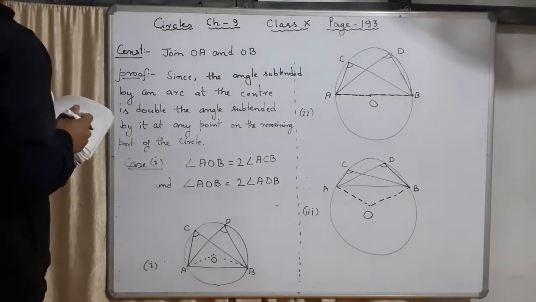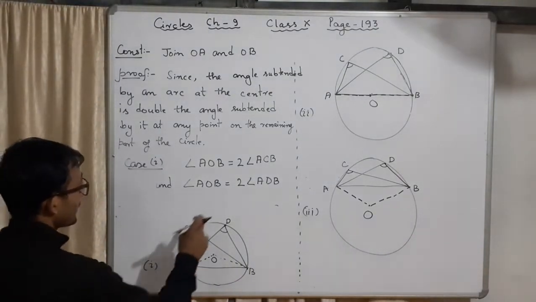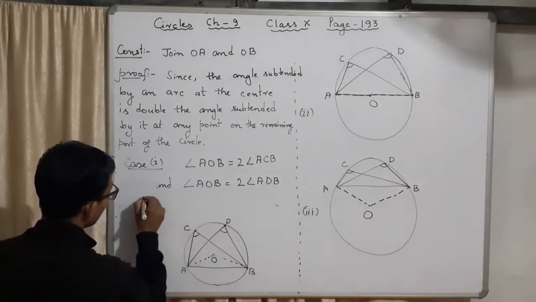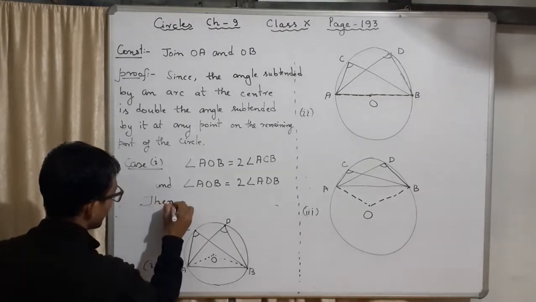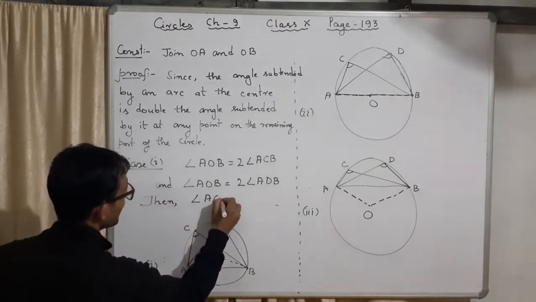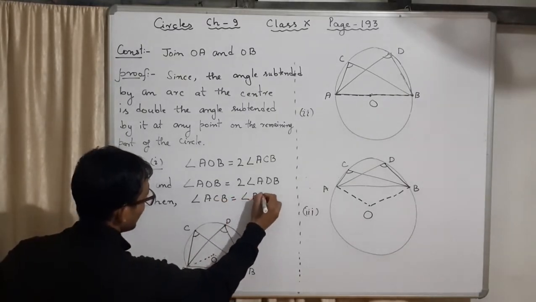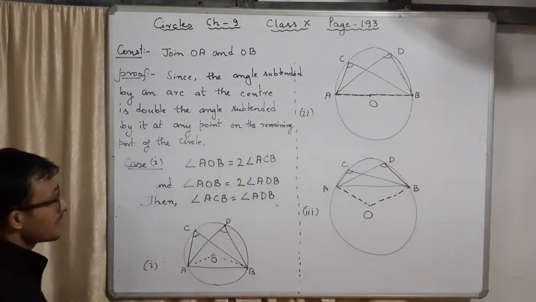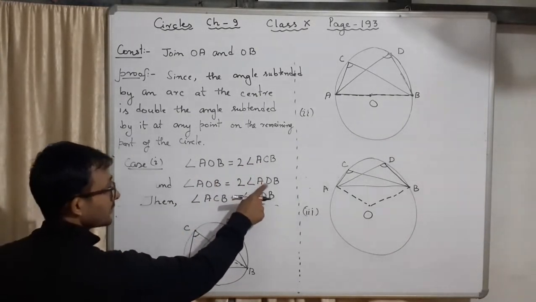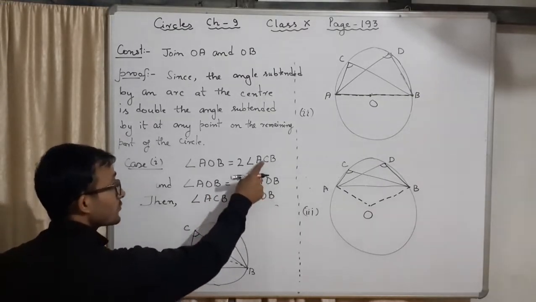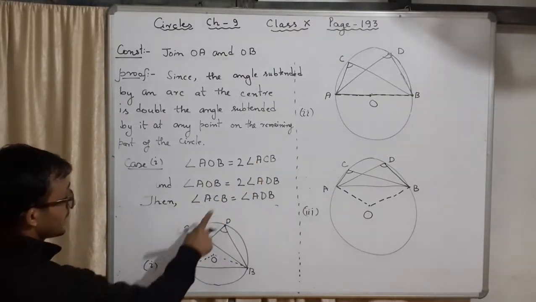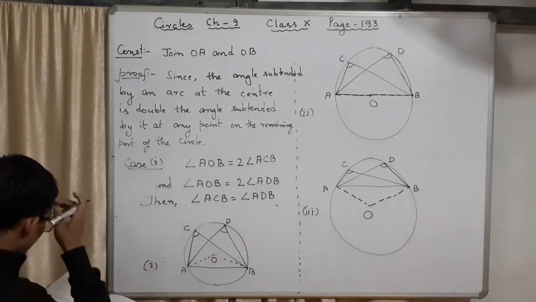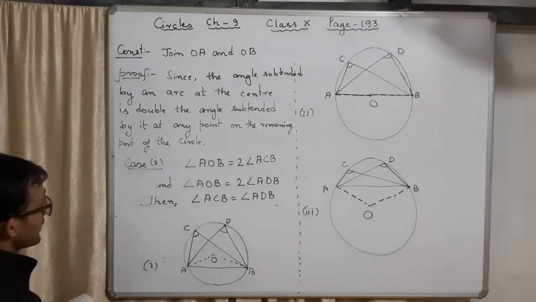Now what I can say is that if the same angle is double of this, then angle ACB must be equal to angle ADB. Otherwise, the same angle cannot be double of both. Just like double of 2 is 4, and double of something is also 4, that means that something is also 2. ACB and ADB are the same. That is why their doubles are coming the same. So this is how we are easily proving it. This is case 1.